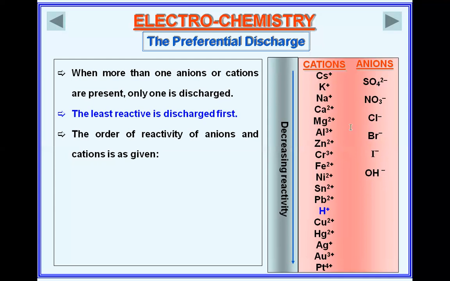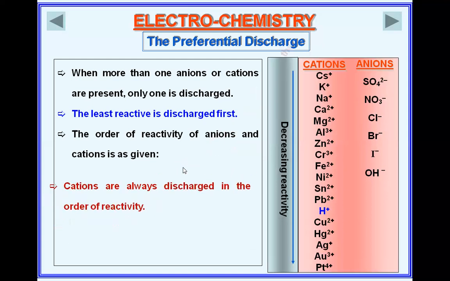If you have aluminum oxide or sodium oxide in the molten condition, then oxygen can be obtained, because oxygen is also discharged and is present in the reactivity series above chlorine. Now, this is the technique which is called preferential discharge.